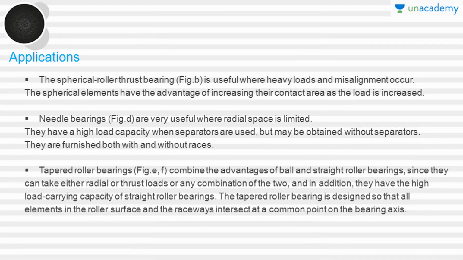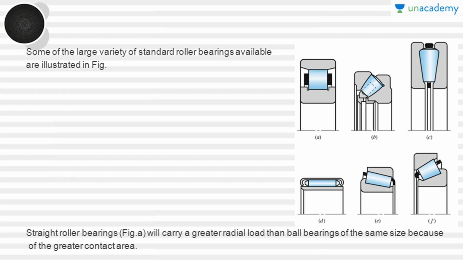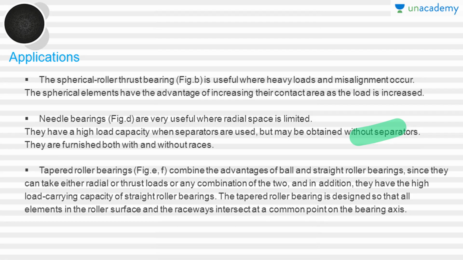Here we have the applications of the roller contact bearings. The spherical roller thrust bearing in figure B is useful where heavy loads and misalignment occur. The spherical elements have the advantage of increasing their contact area as the load is increased.